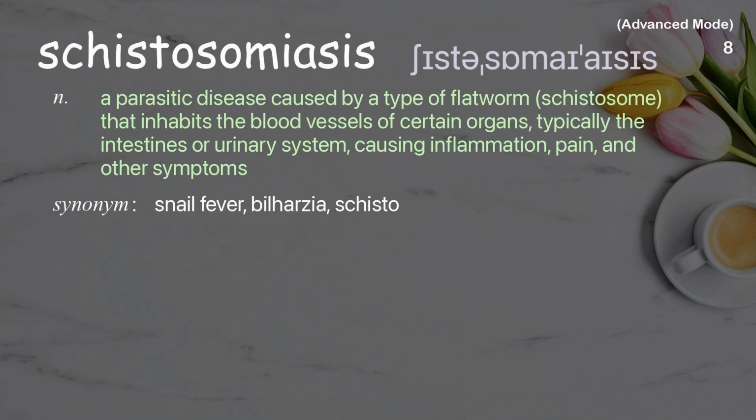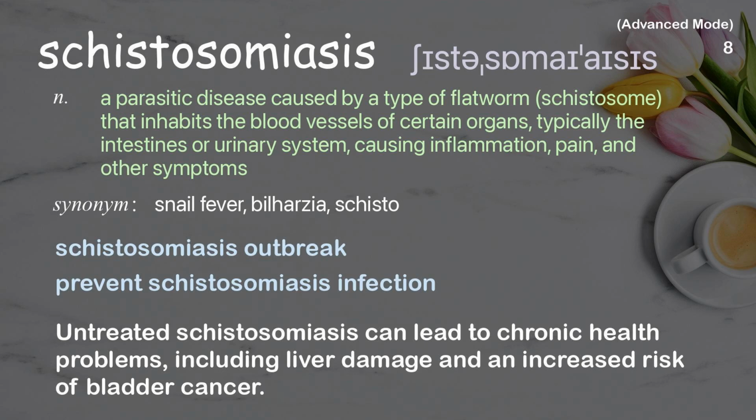Schistosomiasis. A parasitic disease caused by a type of flatworm, schistosome, that inhabits the blood vessels of certain organs, typically the intestines or urinary system, causing inflammation, pain, and other symptoms. Examples: schistosomiasis outbreak, prevent schistosomiasis infection. Untreated schistosomiasis can lead to chronic health problems, including liver damage and an increased risk of bladder cancer.